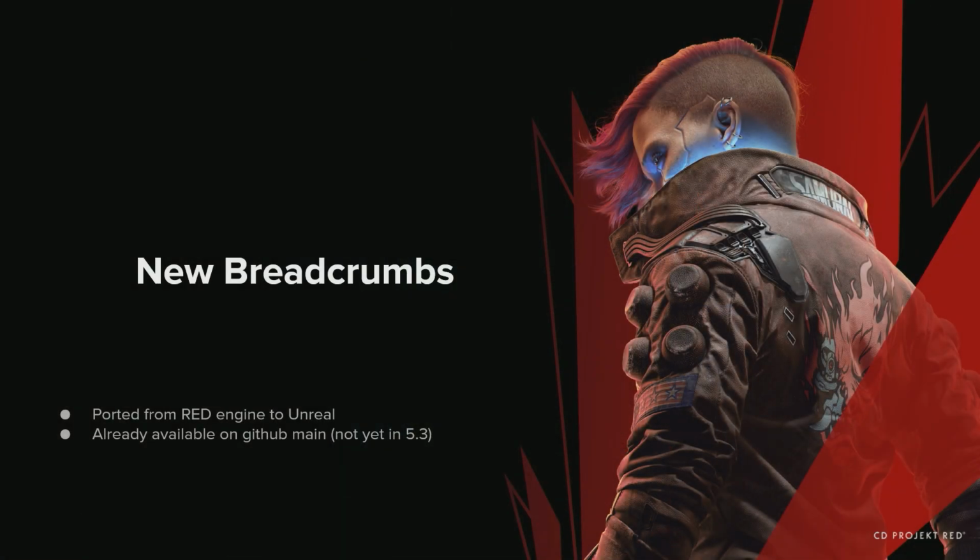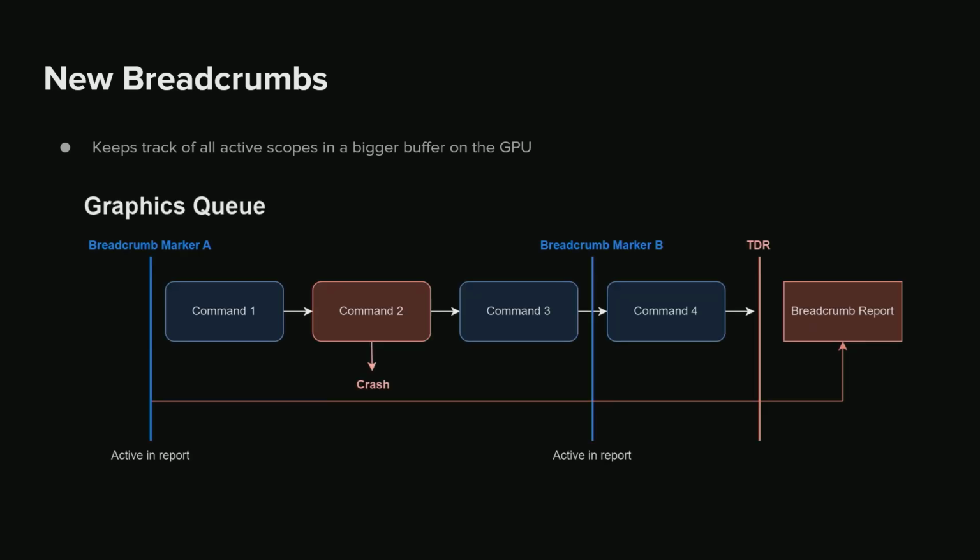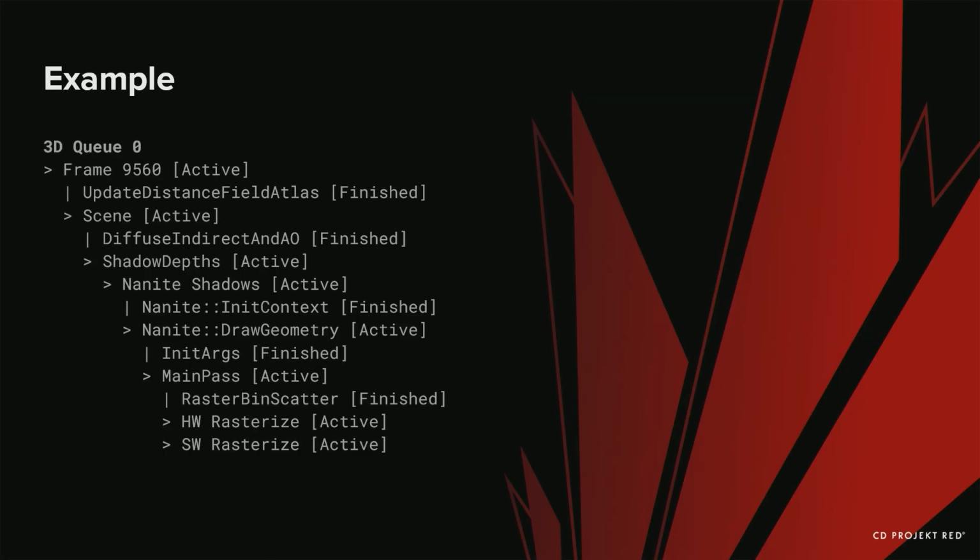So let's look at the new breadcrumbs. We ported this over from Red Engine to Unreal, and it's already available on GitHub. So you may already have access. The new breadcrumbs keeps track of all scopes on a bigger buffer on the GPU. So let's go back to the previous example. In this case, command 2 caused a crash. But we have multiple breadcrumbs. We have breadcrumb marker A, and we have breadcrumb marker B. When we get the report, when the TDR happens, we get all active breadcrumbs back and their associated state.